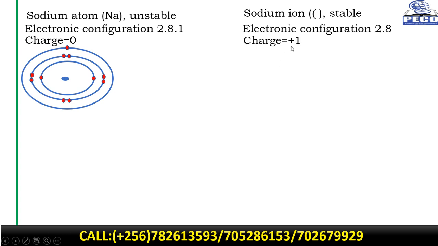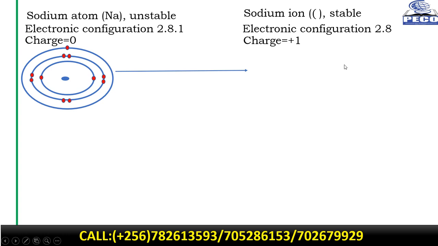Why positive 1? It's because we said the number of protons in an atom is equal to the number of electrons. However, as atoms form cations, as they lose electrons, the number of protons becomes more than the number of electrons. Every time we lose 1 electron, the atom gains a charge of positive 1. In other words, the number of protons will be 1 more than the electrons, and that is how the charge is gained. So when the sodium atom loses 1 electron, the remaining ion will have a charge of positive 1.